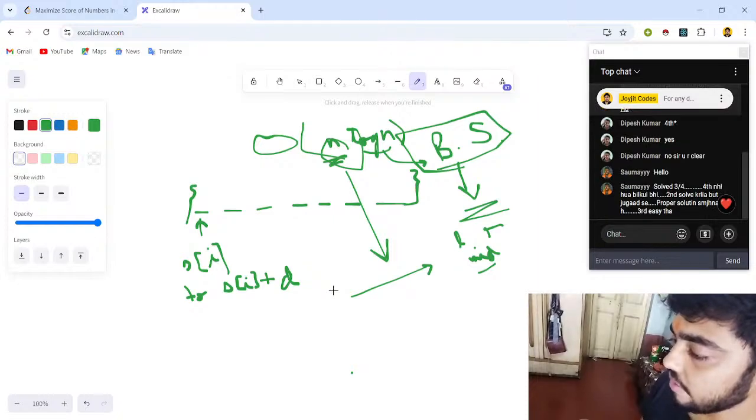So if the minimum difference is mid, solve 3 out of 4, the fourth did not happen at all, solved the second but understanding the proper solution was easy.